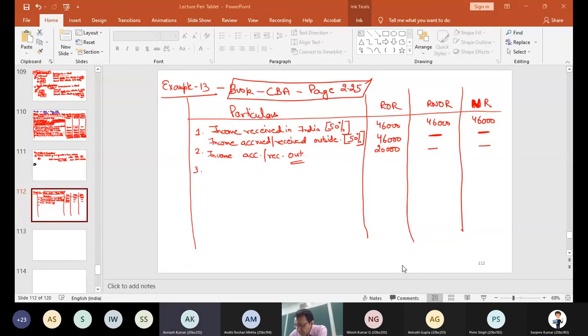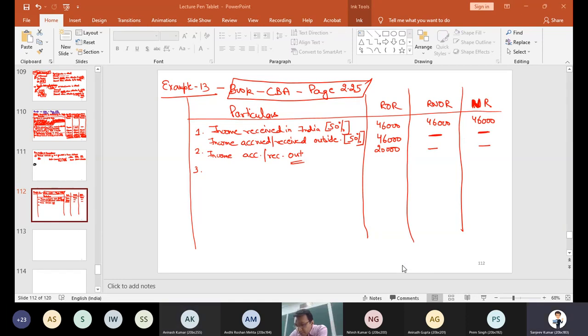Yes, sir. It is accrued and received in India. No, I will not say it is accrued as well as received in India. I will only say it is received in India. Yes, because it is clear that it is received in India, and it does not matter where it is actually accrued. So when only one thing is telling me the answer, that income is received in India, why will I go into the technicality of whether it is accrued in India or not? Point clear?